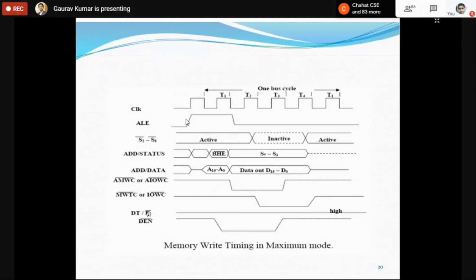Now, say you want to transmit that particular data. You have shown this high signal, so data transmit means write operation. So you have activated that write operation. I hope this is clear. Any doubts up till now?